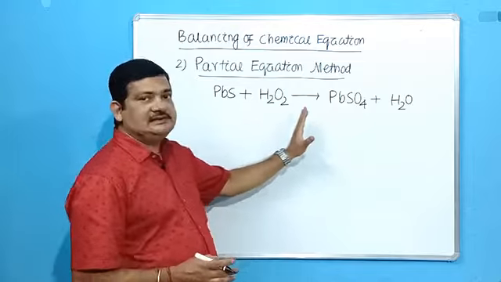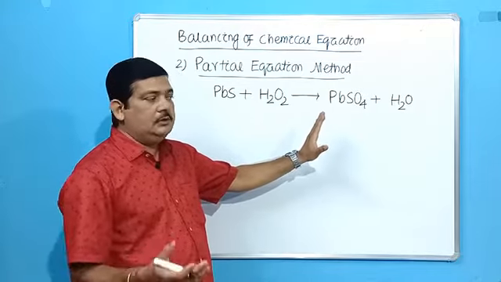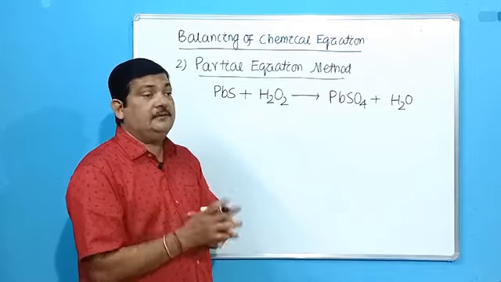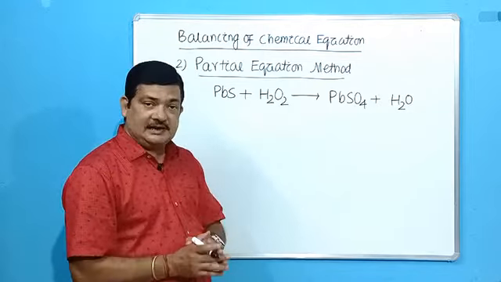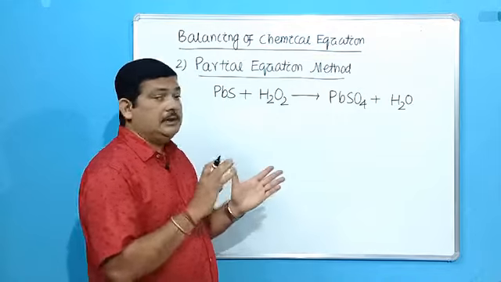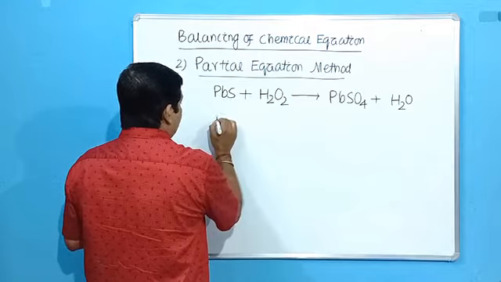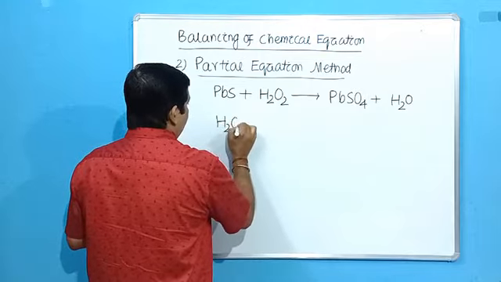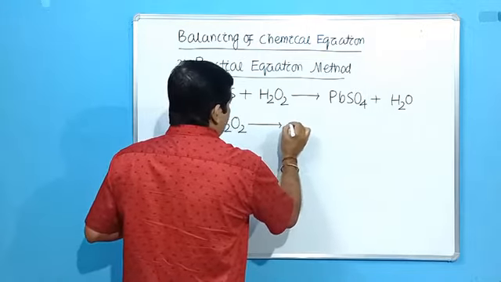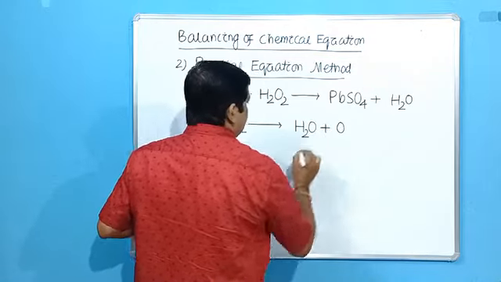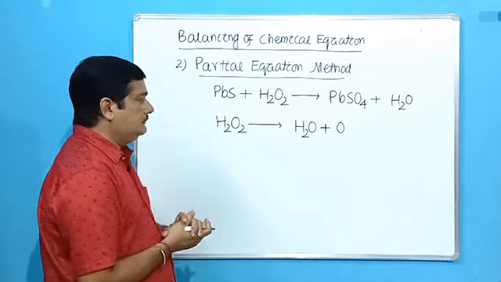So this is a reaction taking place in a single step. What we will do now is assume that this reaction is completed in multiple steps and we will balance each step by hit and trial method. Finally, we will sum it up, we will add it up. Okay. So we will start with this one. Hydrogen peroxide H2O2 will produce water plus nascent oxygen O. This is step 1.